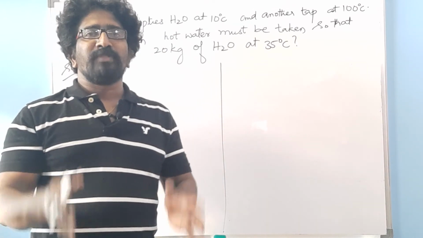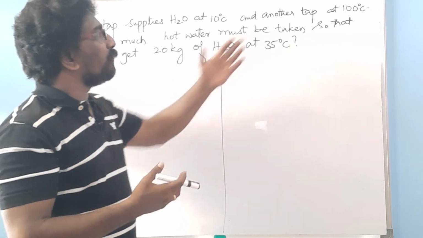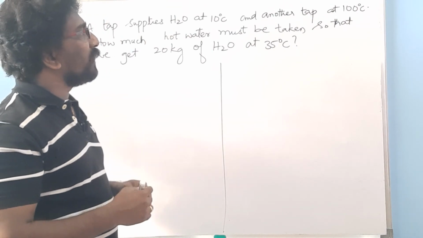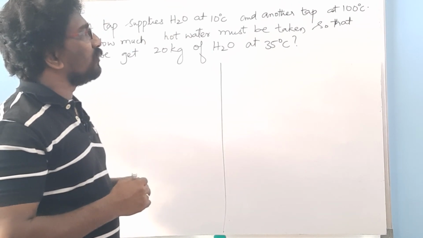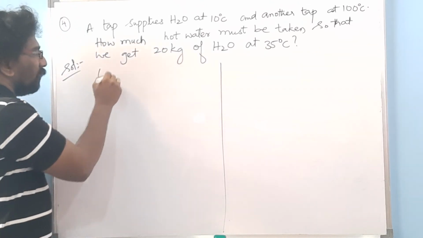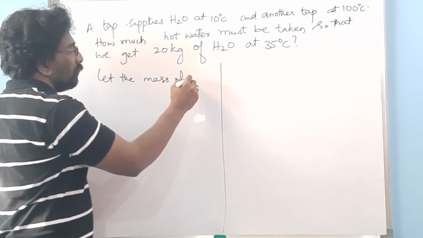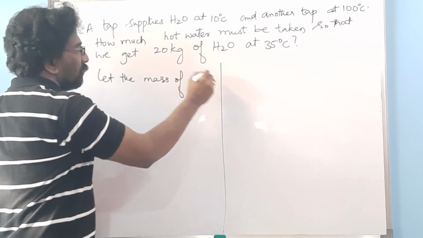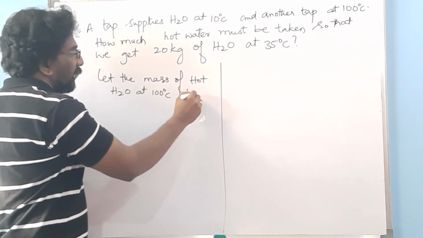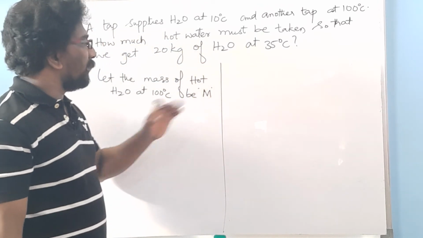So now the question asked to us is: what is the mass of hot water? You are supposed to find out the mass of water at 100 degrees Celsius. So let us see now. Let the mass of hot water, that is at 100 degrees Celsius, be m.